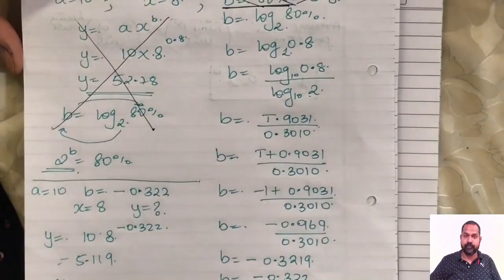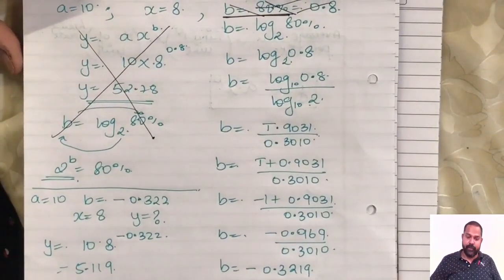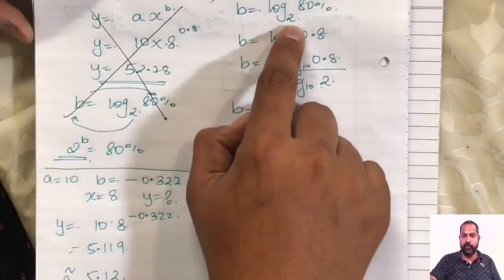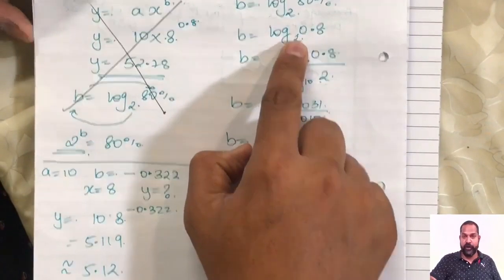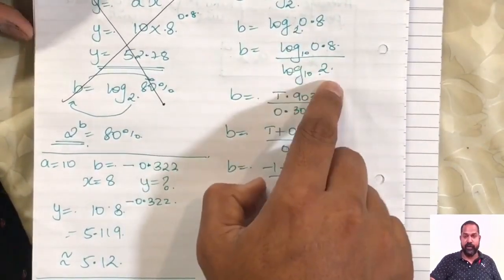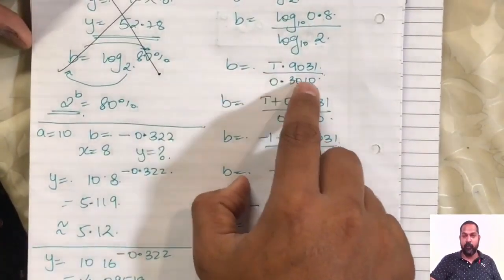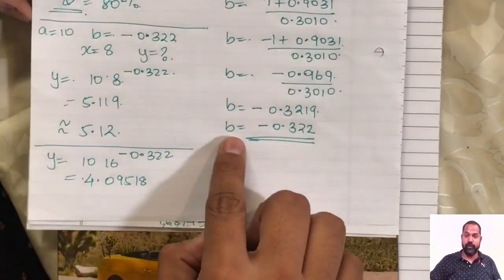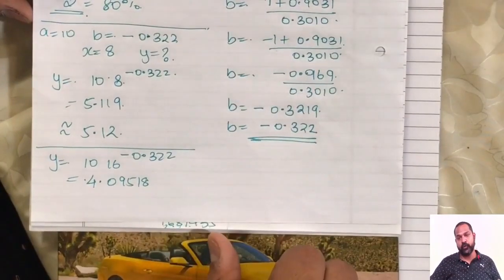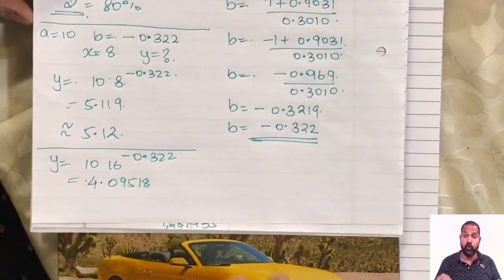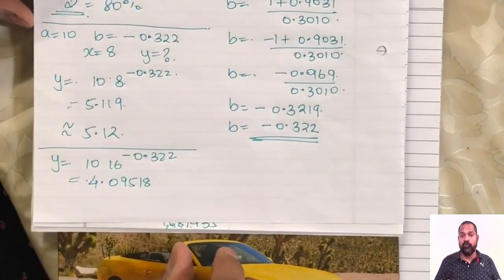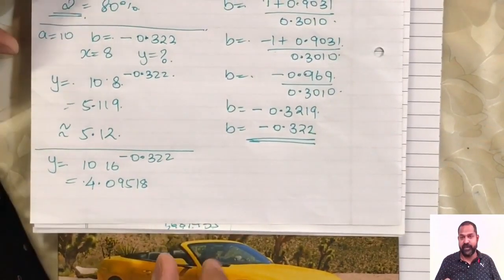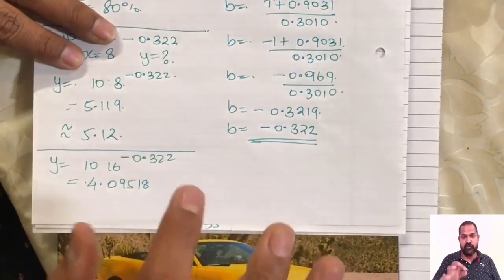If the learning rate is 80%, so here write down for a learning rate of 80%, b is log of 80% to the base 2. So b is log of 0.8 to the base 2. b is log 0.8 divided by log 2. b is bar 1.9031 divided by 0.3010 and so on. So b is a negative 0.322. And this is why I wanted you to know how to take the log of numbers where there is nothing on the left hand side of the decimal. So this is your answer for b.